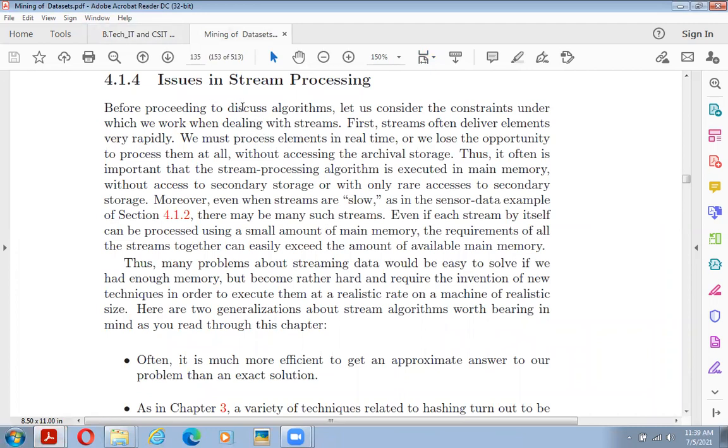Before proceeding to the algorithms, let us consider the constraints under which we work when dealing with streams. First, streams often deliver elements very rapidly. We must process elements in real time, or we lose the opportunity to process them at all without accessing the archival storage. Second, it is often important that most stream processing algorithms are rooted in main memory. Main memory is RAM, with rare access to secondary storage.